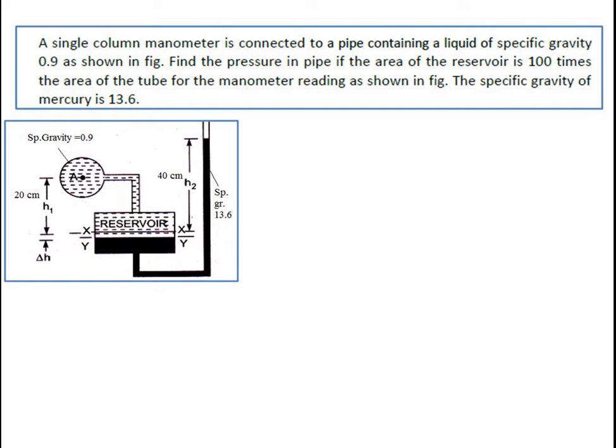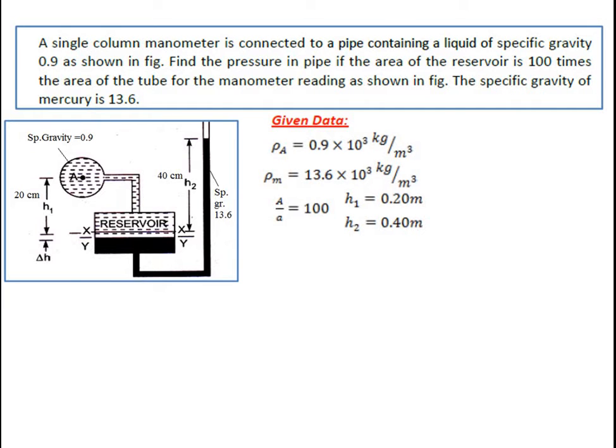And H2 is the rise in the mercury level inside the single column manometer, and it is equal to 40 centimeter. The specific gravity of the manometer fluid is 13.6, so its density is 13.6 into 10 to the power 3, or 13,600 kg per meter cube. So we have rho 1 equals 0.9 into 10 to the power 3, and rho m equals 13.6 into 10 to the power 3 kg per meter cube.